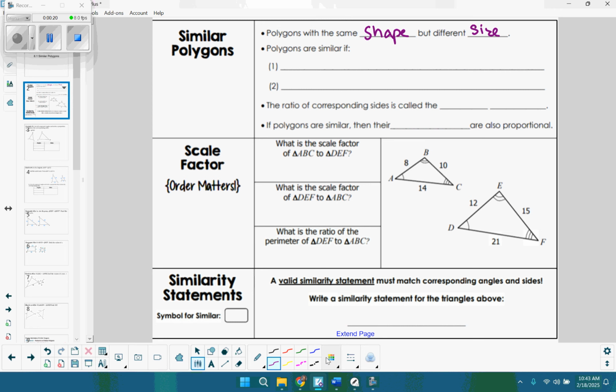Our polygons will be similar if they meet the same things our dilations did: the corresponding angles are congruent, and the corresponding sides are proportional.